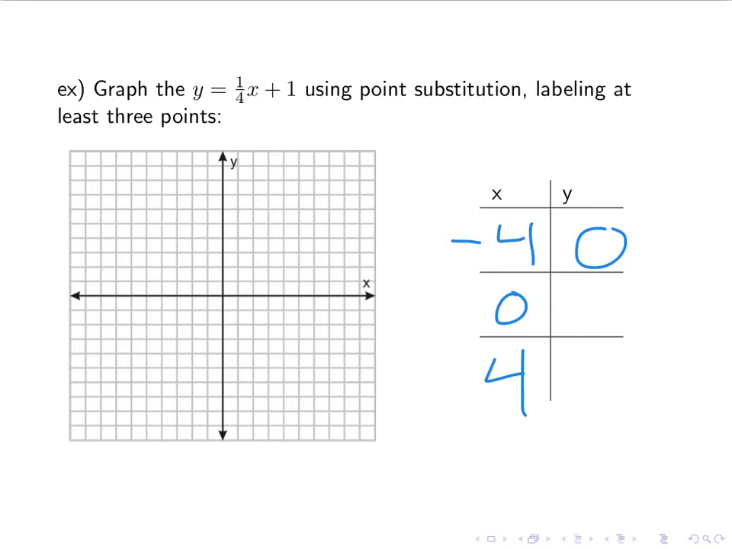And then I plug in 0. 1/4 times 0 is 0, plus 1 is 1. And then lastly, if I plug in 4, 1/4 of 4 is 1. 1 plus 1 is 2.